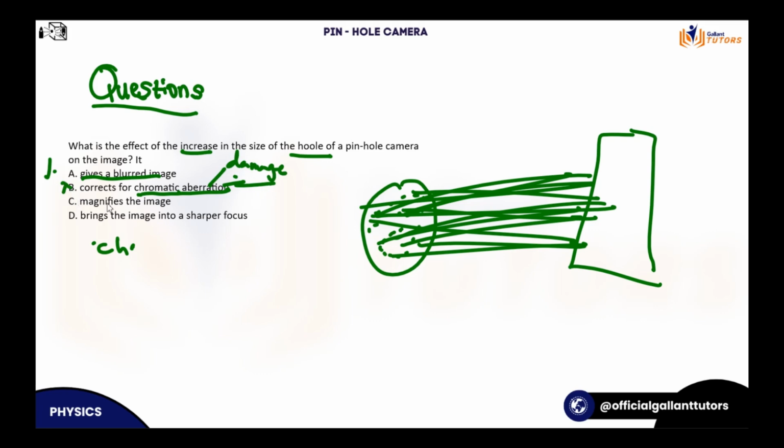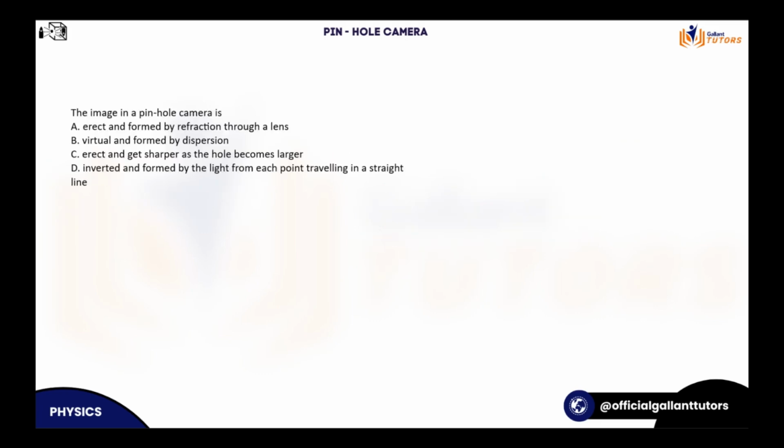Magnifies the image. This is wrong. Brings the image into sharper focus. This is also wrong. So the only correct answer here is gives a blurred image. Now the second question. This is number 2. The image in a pinhole camera is what? You don't even need to look at the options here. Just go straight, select the answer, and move on with your life.